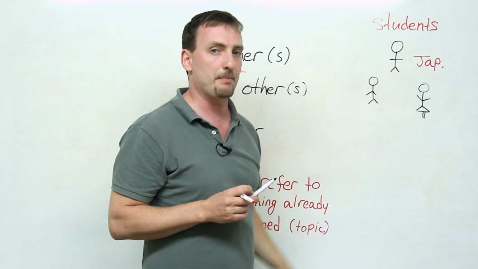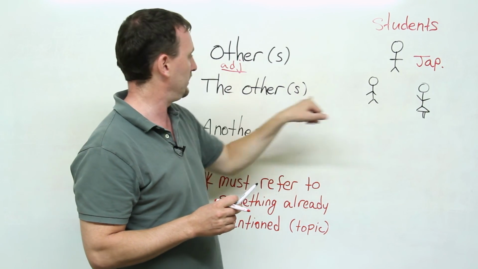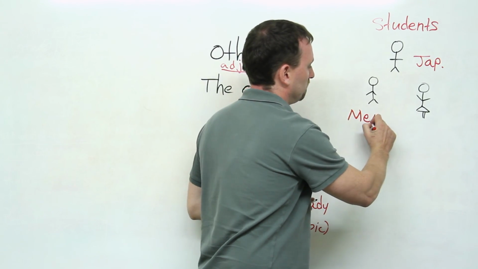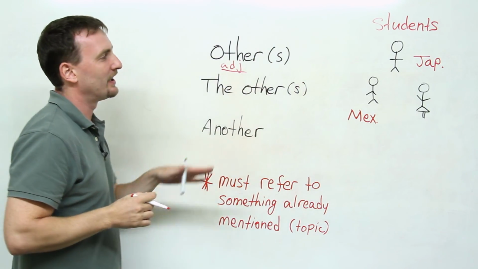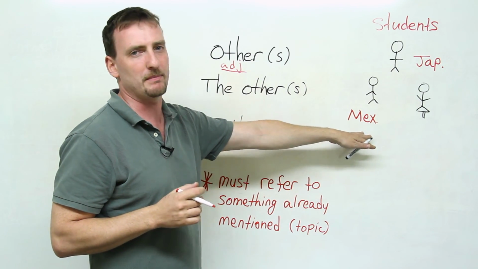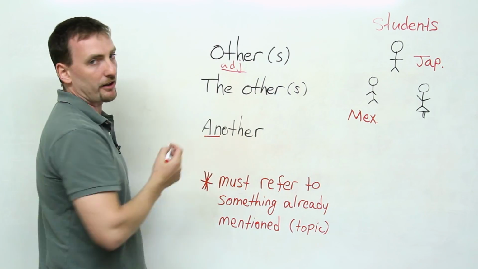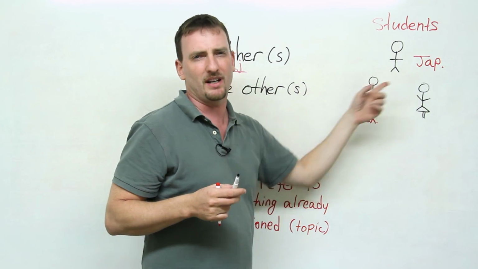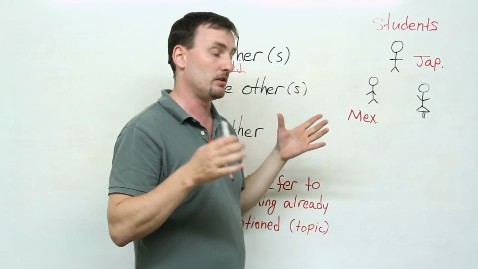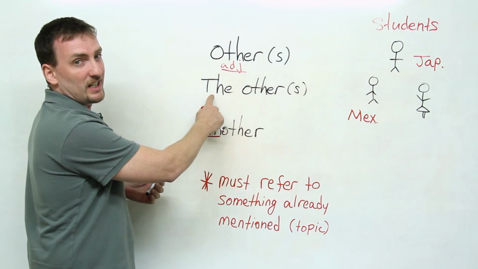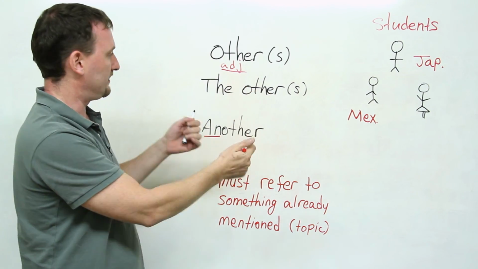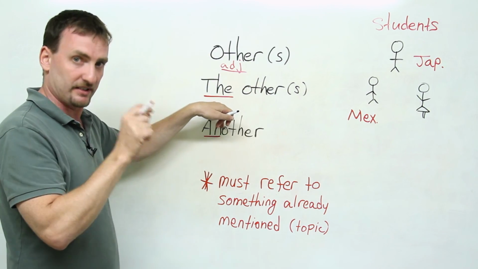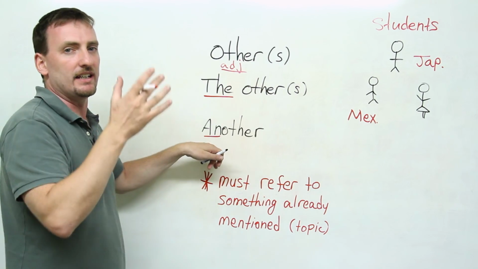One student is Japanese. Another student is, let's say, Mexican. I have a very international class. I have a Japanese student, another student is Mexican. Now, why did I use another? Because I have 2 students left, you don't know which one I'm going to speak about. It's very general. Okay? Remember, the difference between the other and another is the same as the difference between the and an. Specific other, any other.